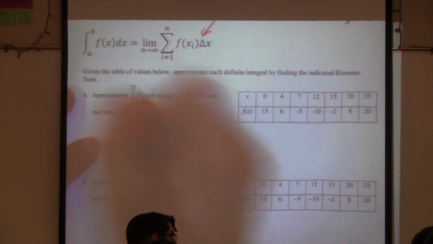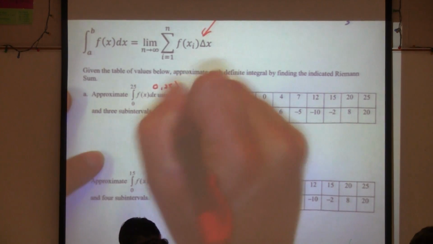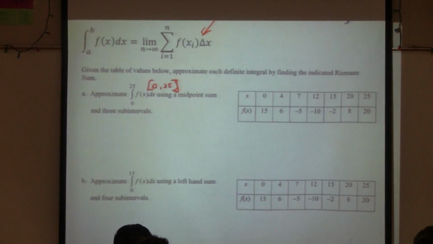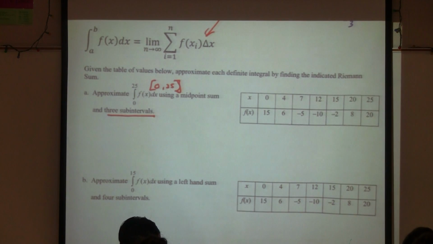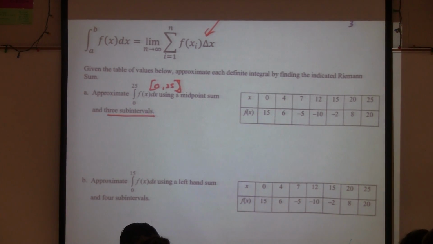What's the interval that we're gonna use here in this first one? 0 to 25. Are they equal subintervals? Are they just random 3 subintervals? You have to check.